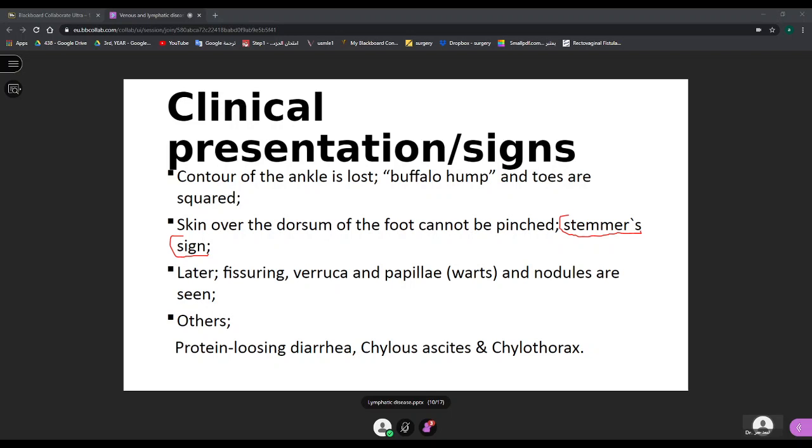Patients might also develop diarrhea sometimes, and this diarrhea will contain a large amount of protein. That's why it's called protein losing diarrhea. Okay, so is that clear? Yeah, basically obstruction of small lymphatics in the lower limb, but again, the obstruction might also involve big lymphatics in the upper part of the body, resulting in other manifestations upwards.